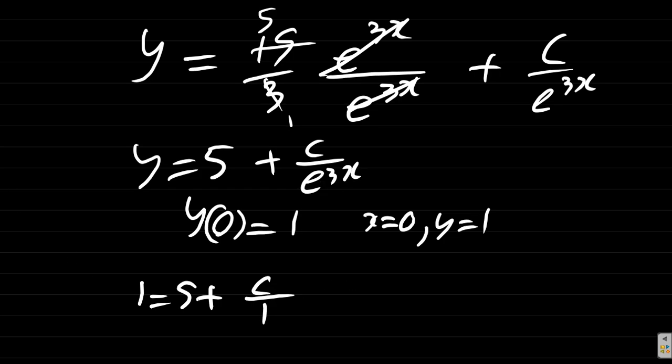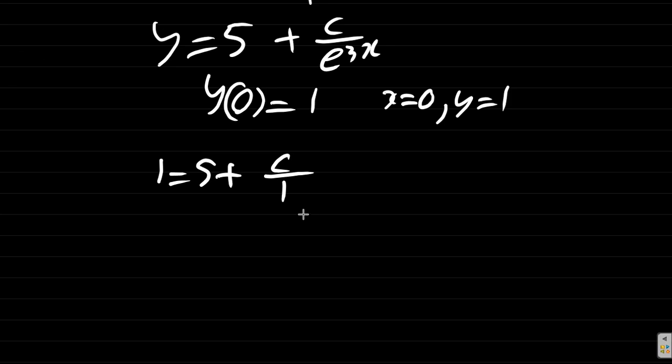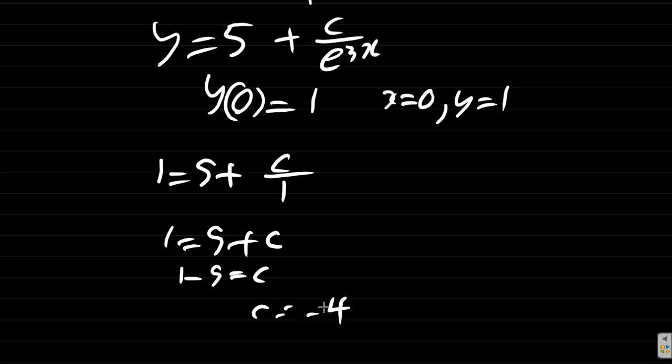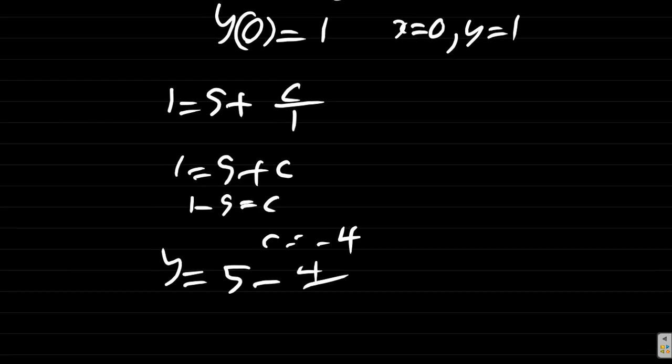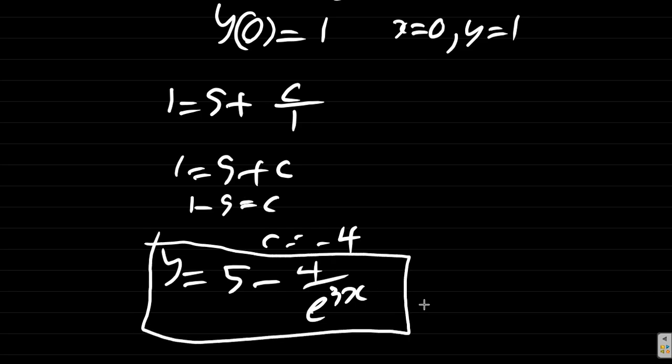So what you get from this is that 1 is equal to 5 plus c. If you subtract 5 from both sides, then 1 minus 5 is equal to c. So c is equal to -4. So what you would get here is y is equal to 5 plus, well, could say minus 4 over e to the 3x as your answer. Right? So this here will be the answer when x equals 0 and y is equal to 1.